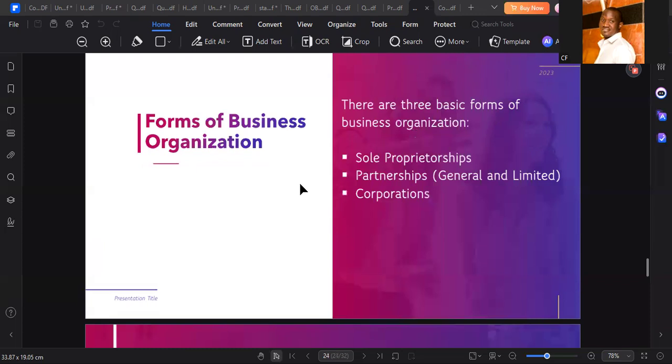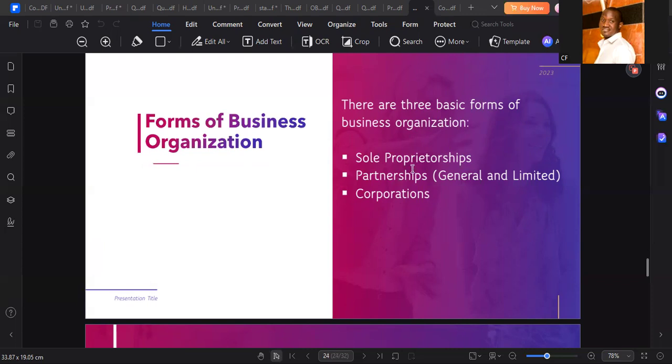Okay, so there are three forms of businesses that we must learn. Number one, there's a sole proprietor, which is a one-man business. Of course, he can employ one or two employees, enjoys all the profits, and decisions are made solely by him. Unfortunately, the business dies upon his death and has a limited pool of resources.